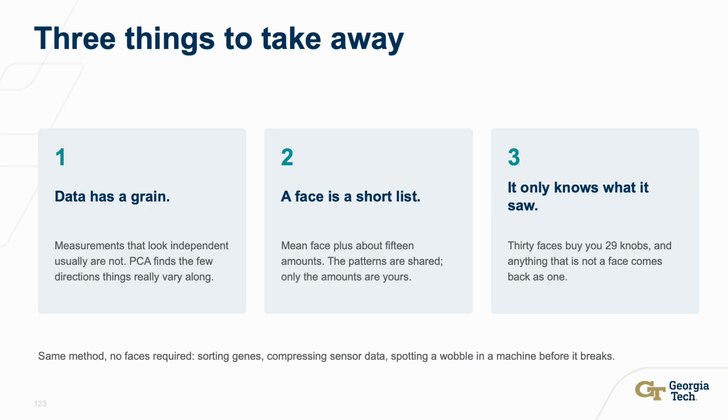The faces are the hook. The transferable idea is that most high-dimensional data is secretly low-dimensional, and the same method is used to sort genes, to compress sensor data, or to spot a wobble in a machine before it breaks. The recipe transfers without a single change. Whatever your objects are, write each one as a list of numbers, average them, subtract the average, find the eigenvectors of what is left. Keep the ones with large eigenvalues. The photographs were only there so you could watch it happen.